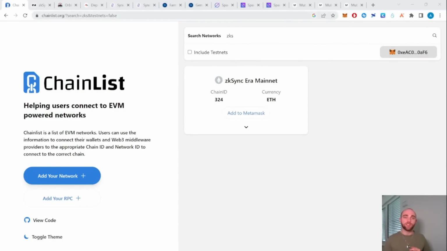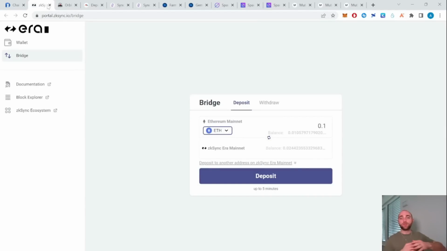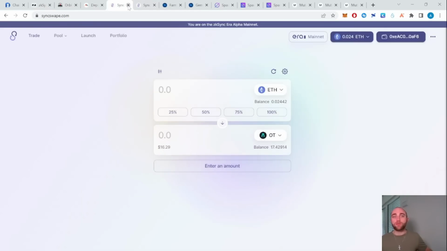For this, you just visit chainlist.org, search for ZkSync Era, click this button, and it will add the network to your MetaMask. Next, we need to bridge some money from the Ethereum mainnet to the ZkSync blockchain. Next, we're going to interact with some protocols.